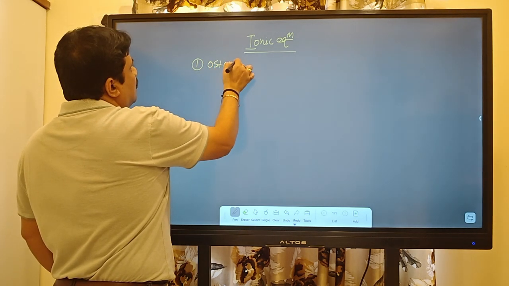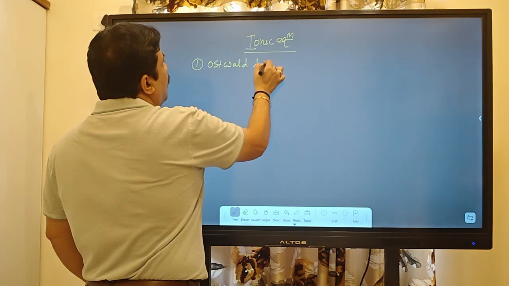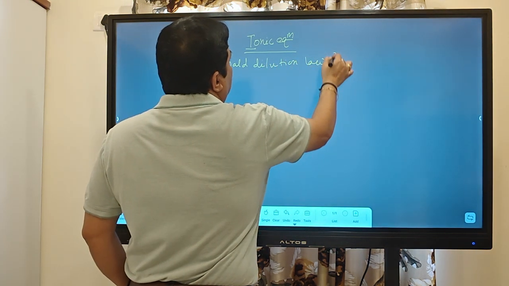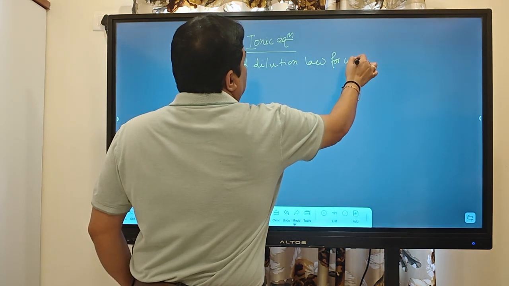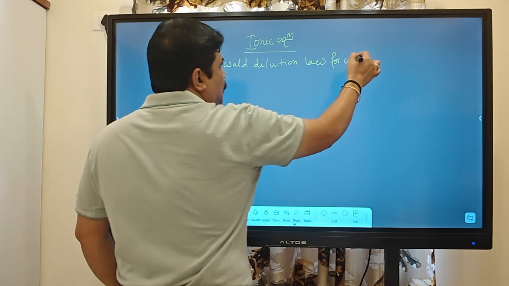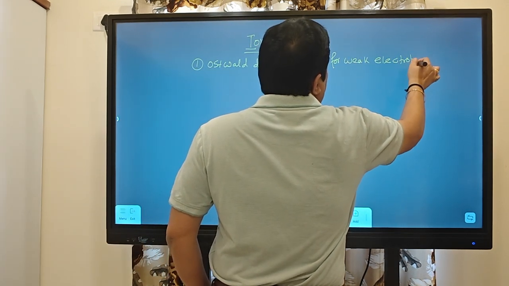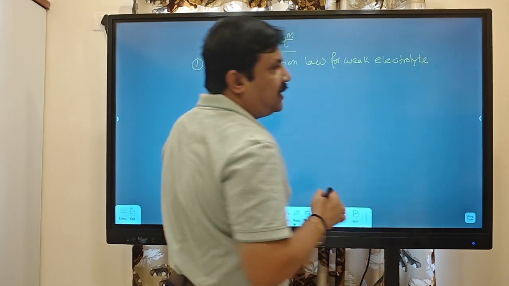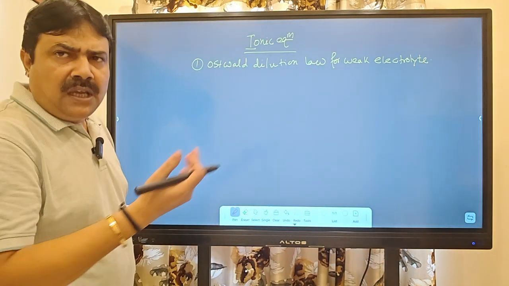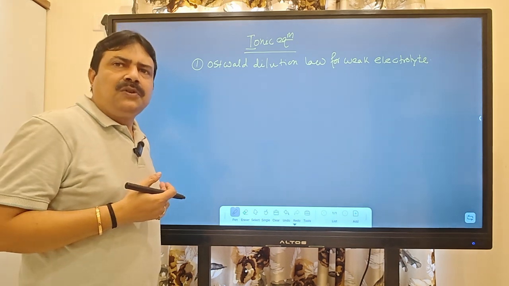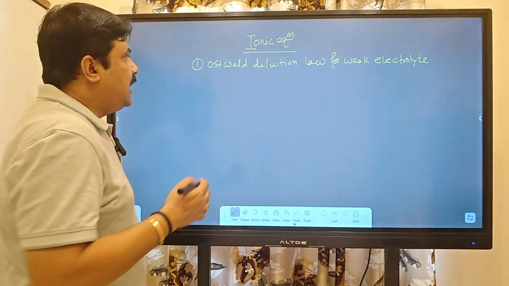Ostwald dilution law for weak electrolyte. I hope you know what a weak electrolyte is. Acid, base and salt can be weak electrolytes, that means weak acid, weak base. For that, what will be the scenario?